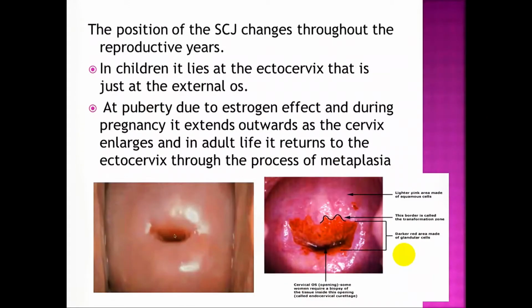The position of the squamo-columnar junction changes throughout the reproductive years. In children, it lies at the ectocervix, just at the external os. At puberty, due to estrogen effect and during pregnancy, it extends outwards as the cervix enlarges, and in adult life, it returns to the ectocervix through the process of metaplasia.